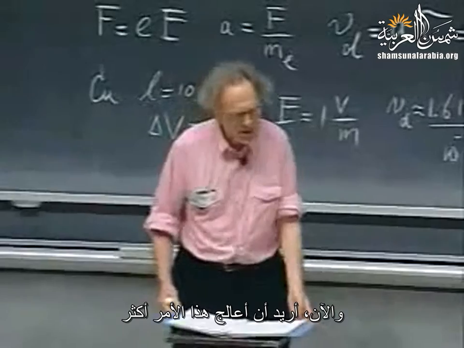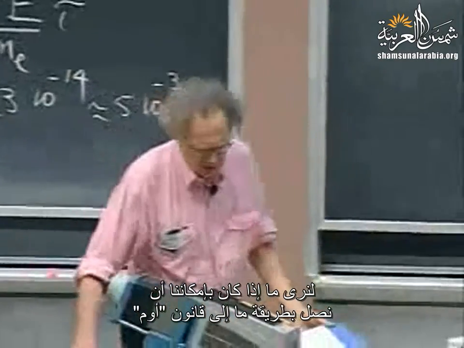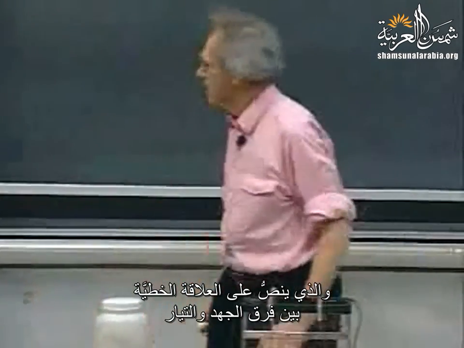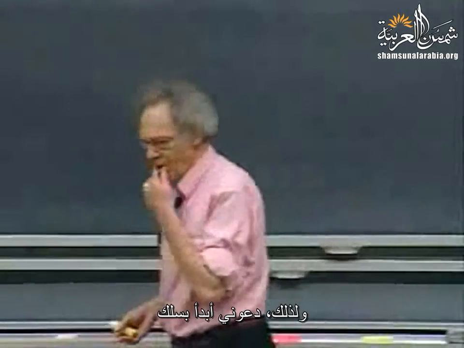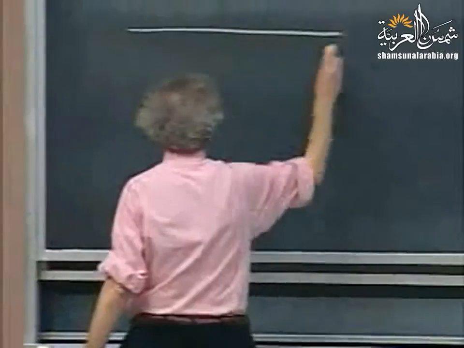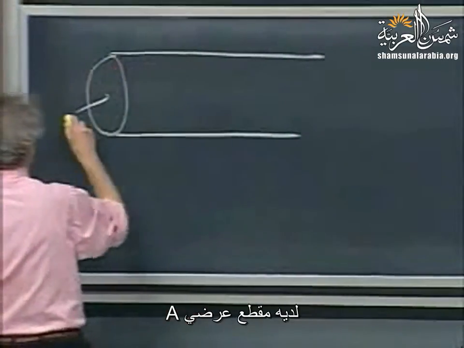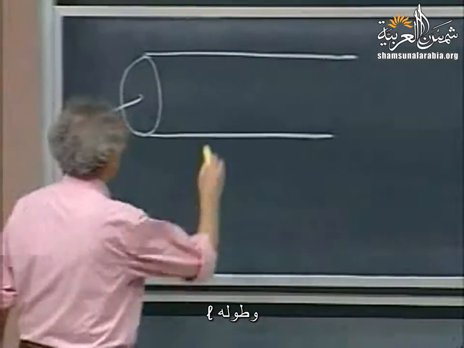Now I want to massage this further and see whether we can somehow squeeze out Ohm's law, which is the linear relation between the potential and the current. So let me start off with a wire which has a cross-section A, and it has a length L.